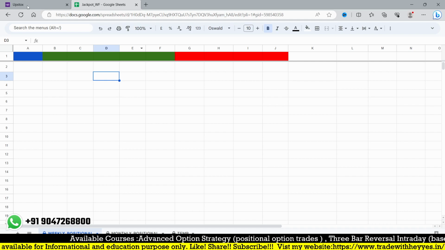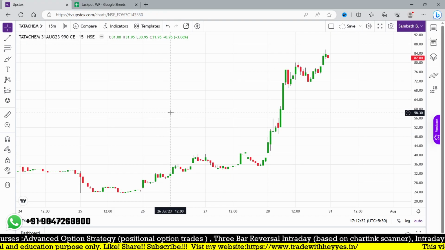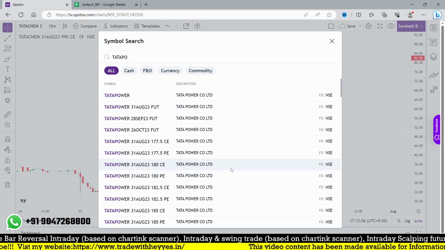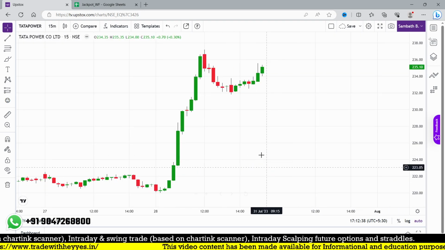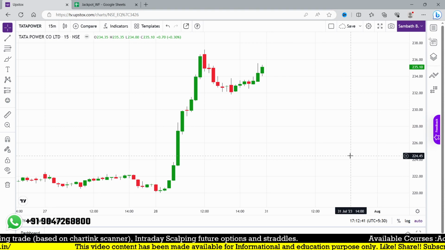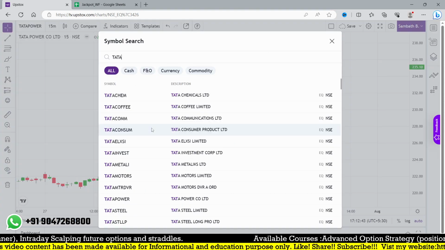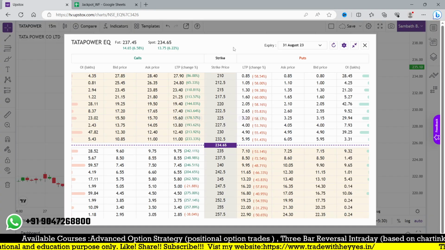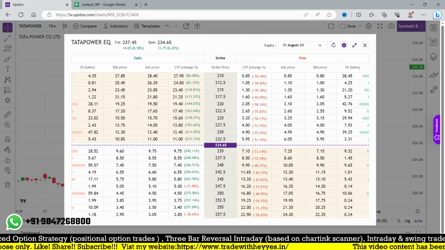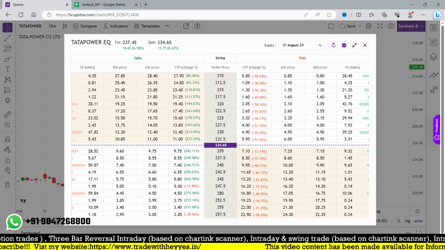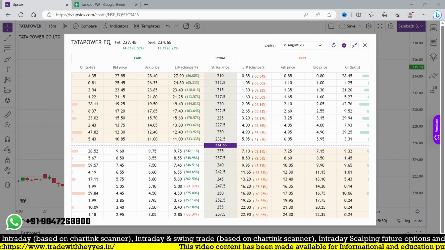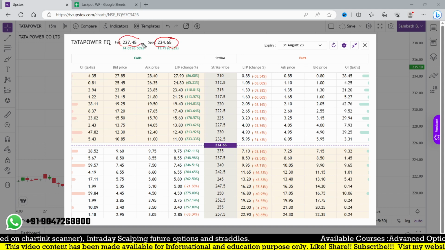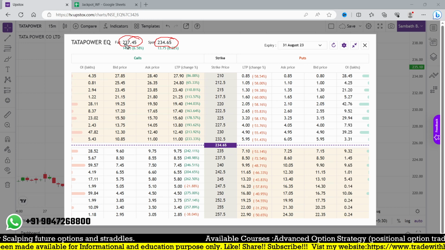I want to make you understand one question. Whatever the stock, Tata Power, the Tata Power equity price is trading around 235.1. Let me go to the option chain, that would be better. You can see Tata Power is trading around 234.65 at the spot price, but the future price is always 3 rupees higher. It is trading with a premium.